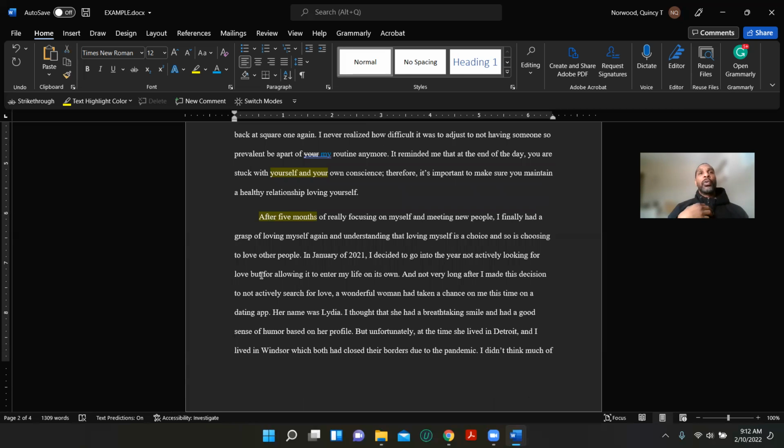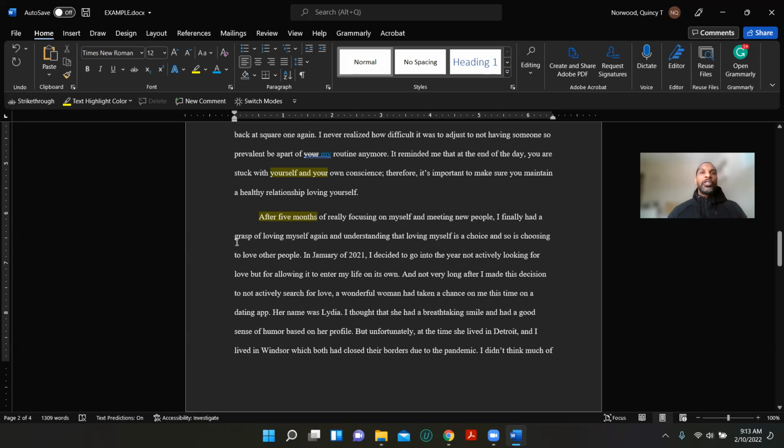Okay, what do you mean by fast forward? Use a transitional phrase like this: after 5 months of really focusing on myself and meeting new people. That's much more descriptive than fast forward. Like, what were you doing in that time that you fast forwarded? Okay, after 5 months of really focusing on myself and meeting new people, I finally had a grasp of loving myself and understanding that loving myself is a choice, and so is choosing to love other people. Oh yeah, okay. And starting with that foundation of self-love, you can then get into something that's maybe healthier when you decide to get with another person, if that's your choice, right?